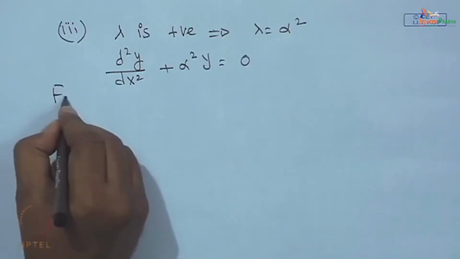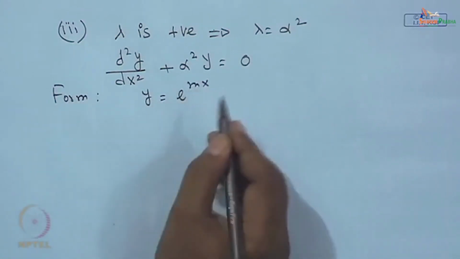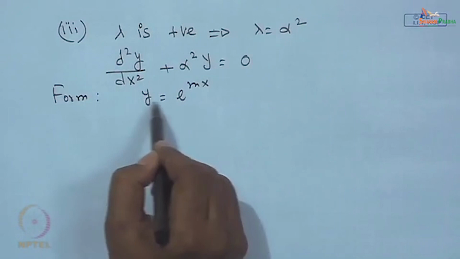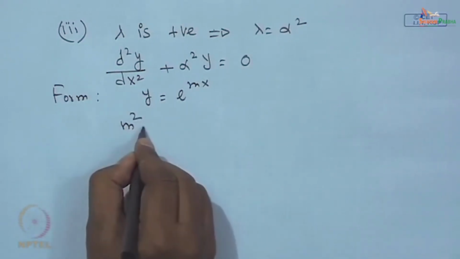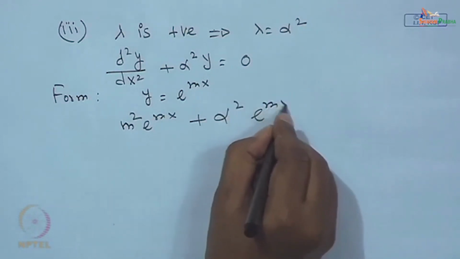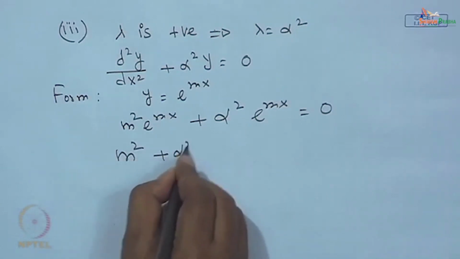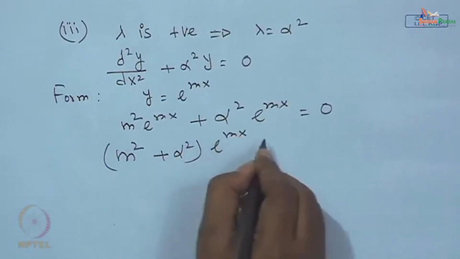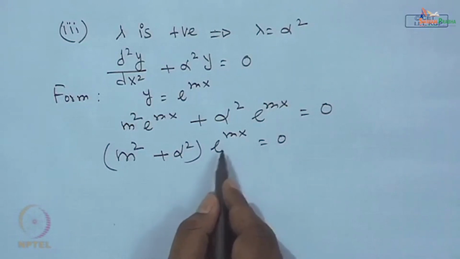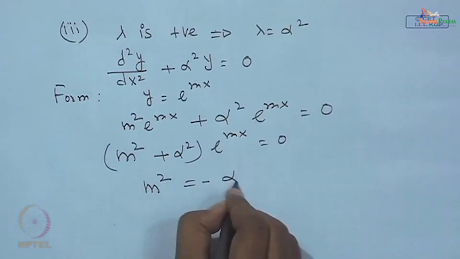The form of the solution is again y equal to e to the power m x. So, we put the double differentiation of this in the equation. This becomes m square e to the power m x plus alpha square e to the power m x equal to 0. So, what we get is (m square plus alpha square) e to the power m x equal to 0, and e to the power m x for non-zero value of m and x will be ever positive. So, m square is equal to minus alpha square.